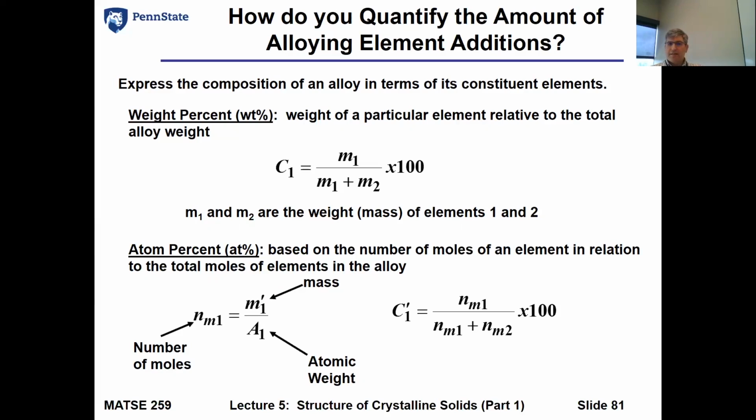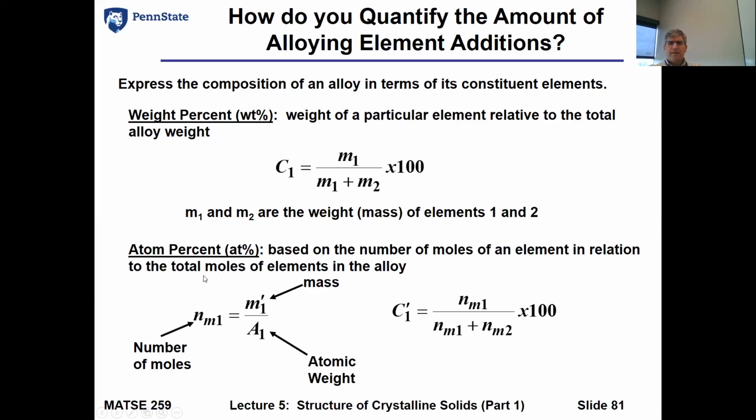Now, atomic percent is another way to look at it. Rather than the overall mass of each element that we're adding into that tundish or ladle or furnace, this is based on the number of moles of an element in relation to the total number of moles. And so when we bring moles into it, we need to bring in atomic weight. So we have a certain mass divided by the atomic weight. A very practical way to look at composition is weight percent. A little more of the scientific way is to look at atomic percent.